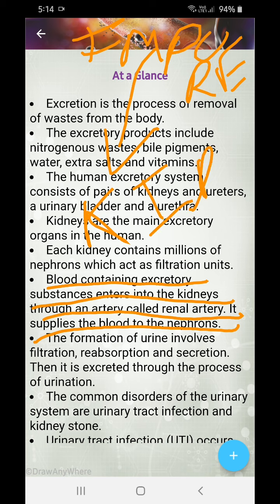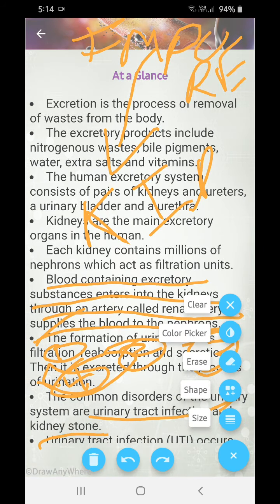Next, see what happens. The formation of urine involves 3 processes: filtration, reabsorption, and secretion. Then it is excreted through the process of urination. Next, common disorders of urinary system are urinary tract infection and kidney stone. So, what do these 3 processes do? In these 3 processes, the water and salts that are required for our body are reabsorbed. Okay? And then finally, the thing that is not at all required for our body, only that substance is thrown out through urination. Okay? Next.